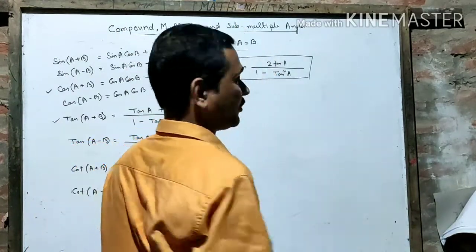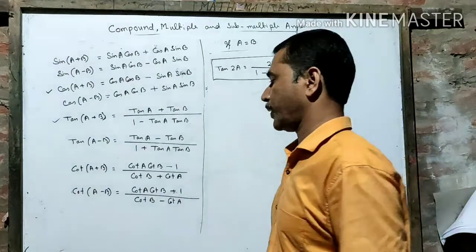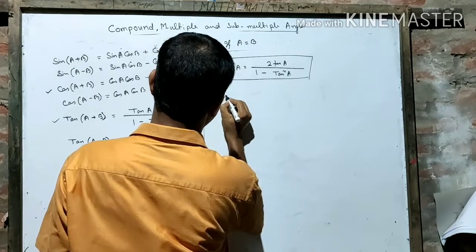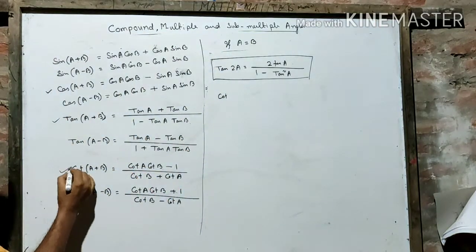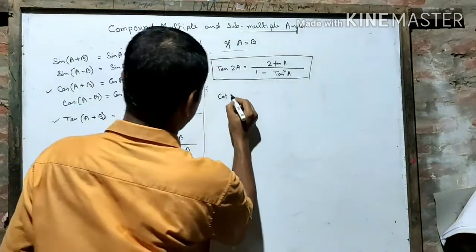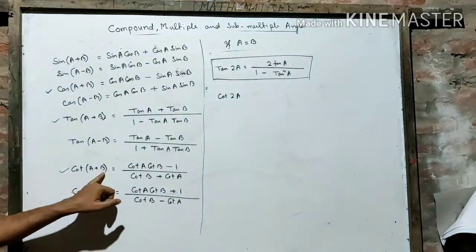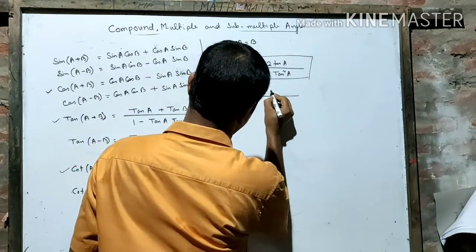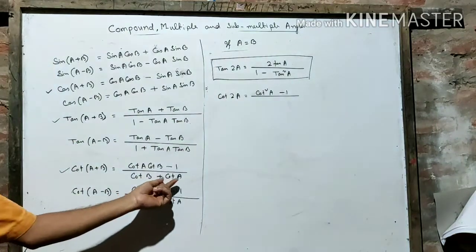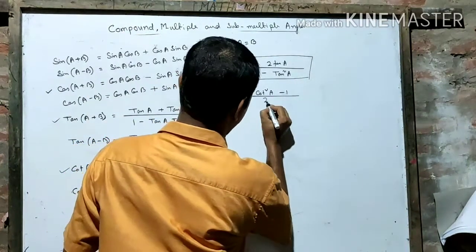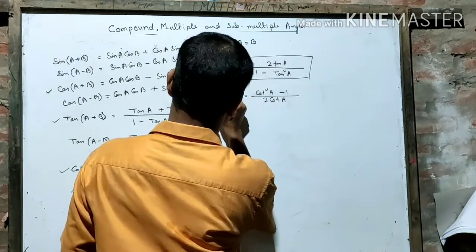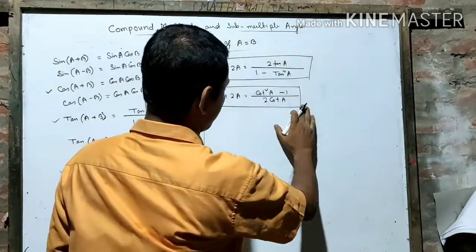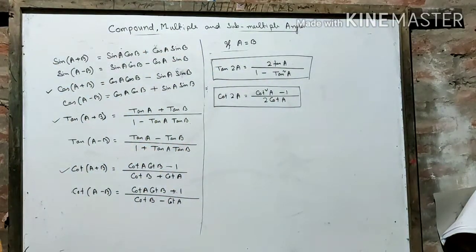So this is the formula for tan twice A, and last cot twice A. Cot twice A. So we will put A is equal to B in cot A plus B. So cot of A plus A means cot twice A is equal to cot A into cot A, means cot square A minus 1 divided by cot A plus cot A means 2 cot A. So this is the formula for cot twice A. So these are the formulae for twice. Okay. Next we will find formulae for thrice.